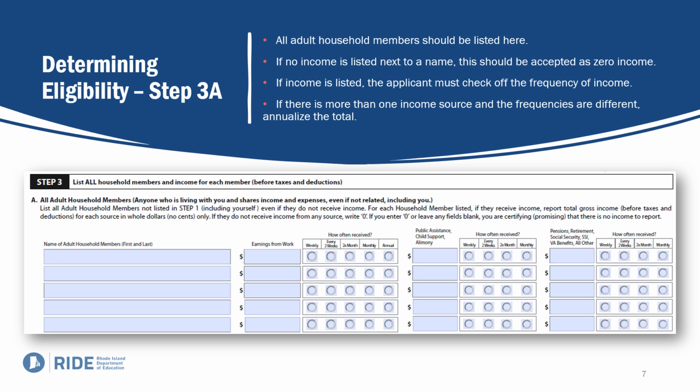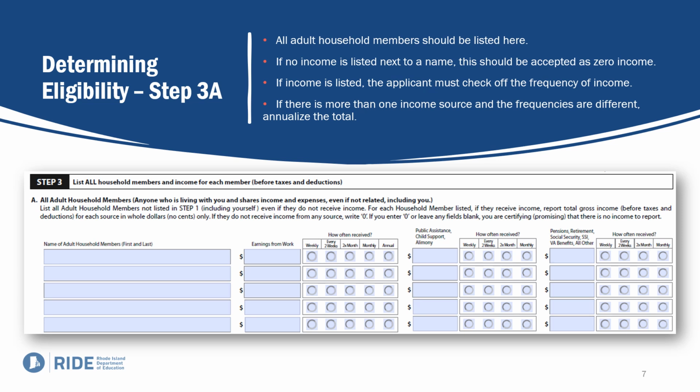In the column next to that, they would indicate the amount of any public assistance, child support, or alimony they receive, and again, they must indicate the frequency. In the last column, they would indicate whether they collect any pensions, retirement, or any other income, and again, they must indicate frequency. If they have not indicated frequency in any of these columns, you must contact them to obtain this information before you can accept the application, as the application is considered incomplete without the frequency of income.